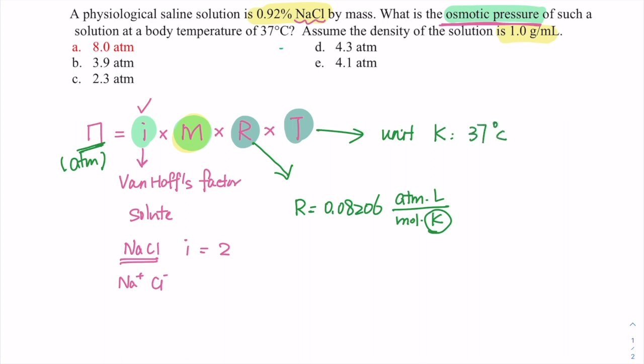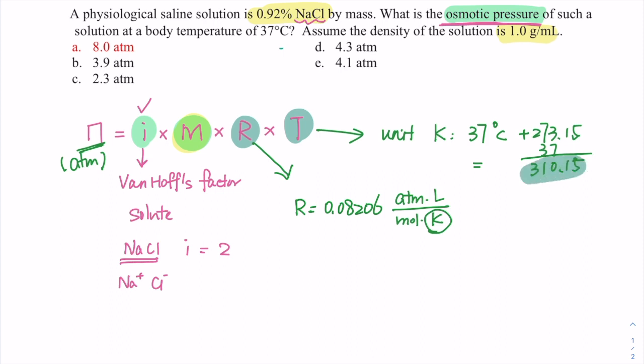Since the temperature is given as 37 degrees C, we convert it to Kelvin by adding 273.15. Let's do a quick calculation: 310.15 K. So now we have the temperature.